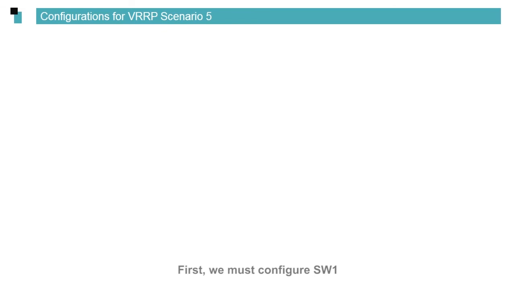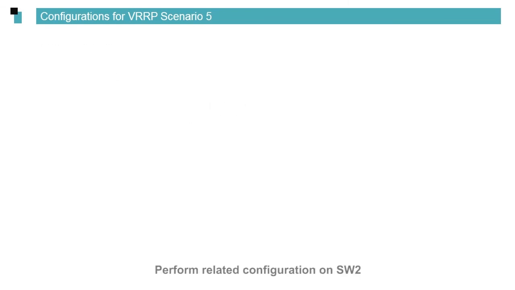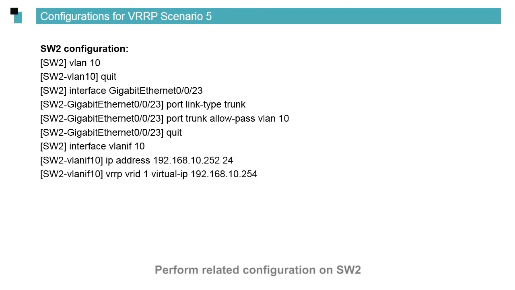First, we must configure SW1. The configuration is very simple. For details, see the example scenario. Note that the link type must be configured as trunk because the internal network has multiple VLANs. Perform related configuration on SW2.